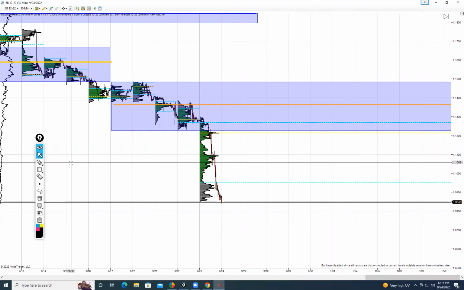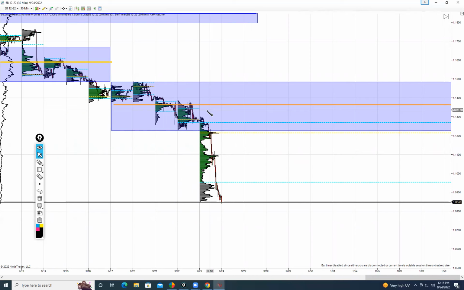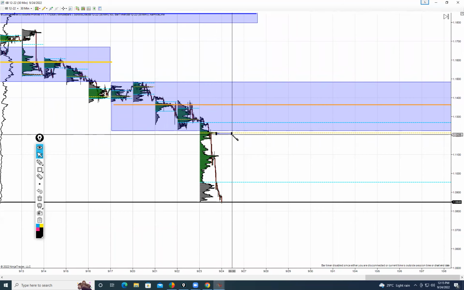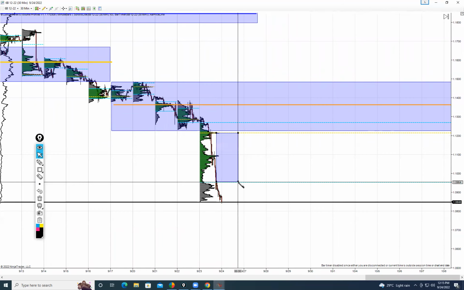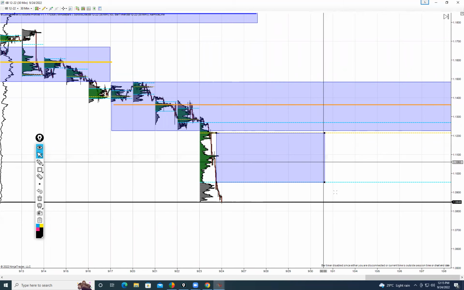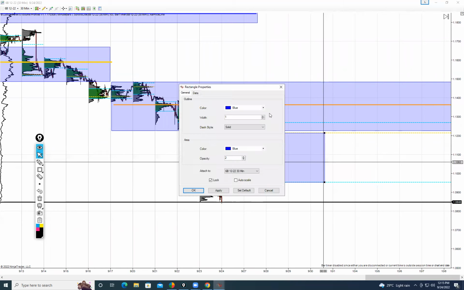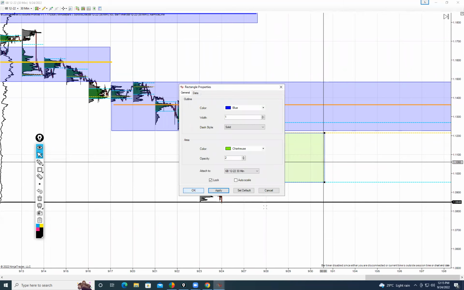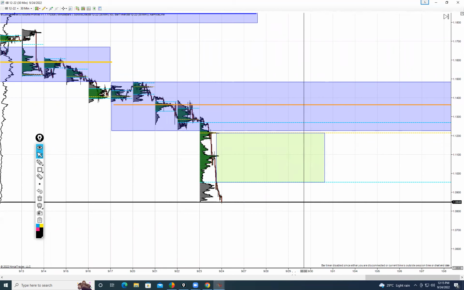So we have what we call virgin points. So this is the virgin point of control, it hasn't been tested, and this is the virgin value area low there. So these have not been retested. So let's give it also a different color, just for purposes of understanding what you're dealing with.